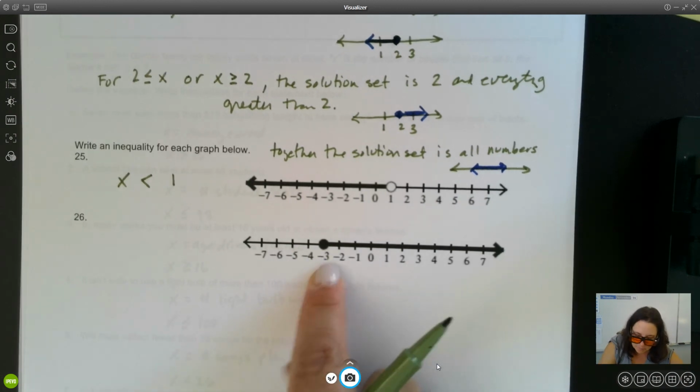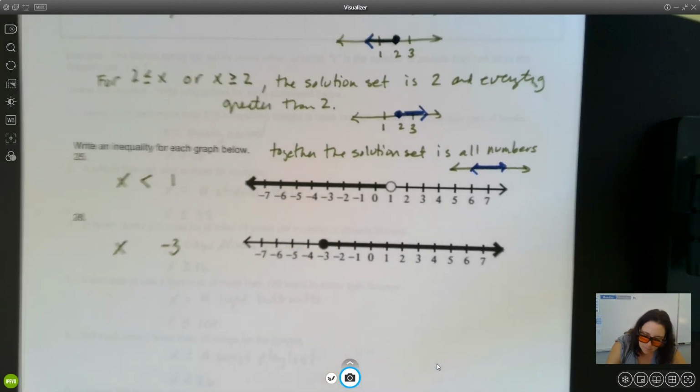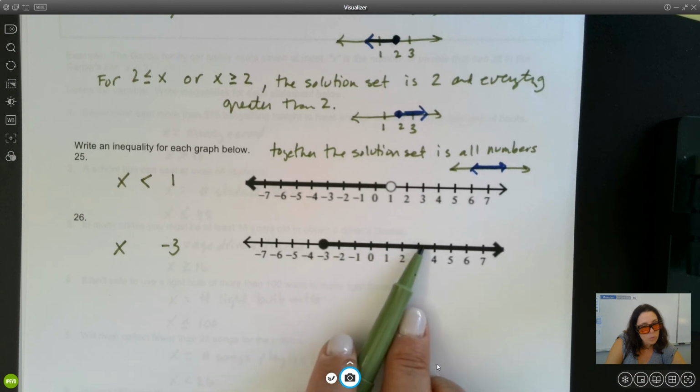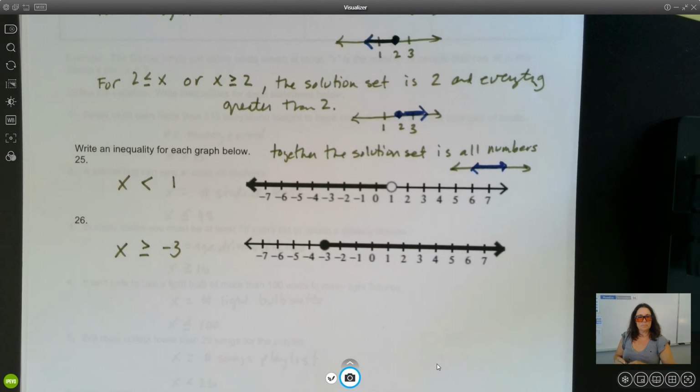Okay, now this one, we know it's going to be an x and a -3. Closed circle this time. So it's either going to be a less than or equal to or a greater than or equal to. Is everybody okay with it's going larger? So it's got to be greater than or equal to.